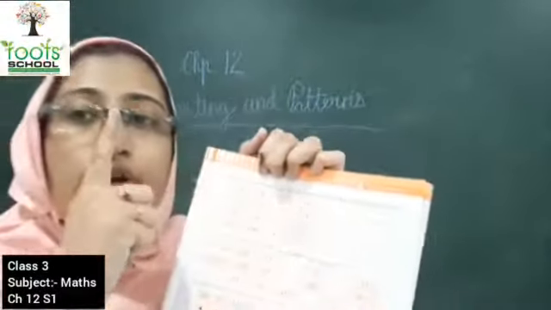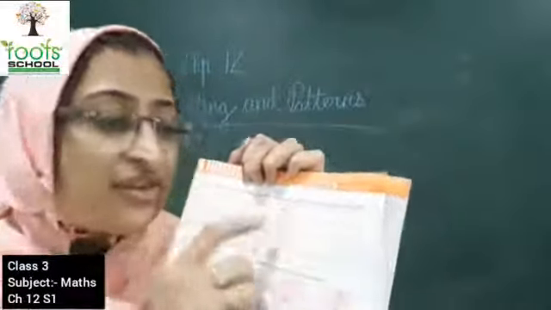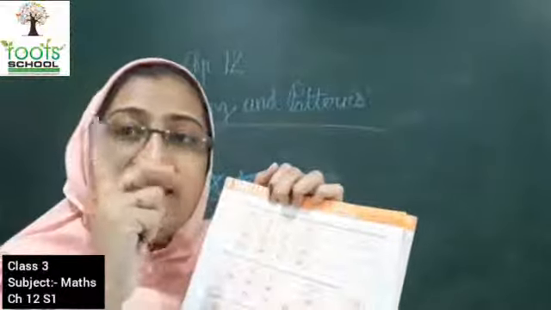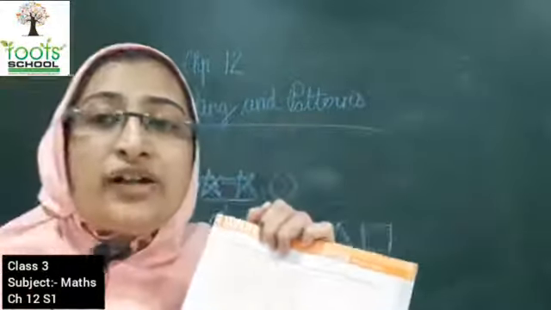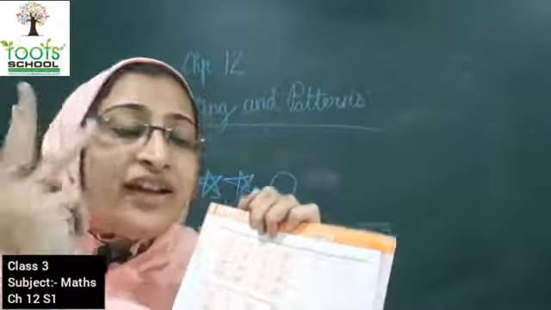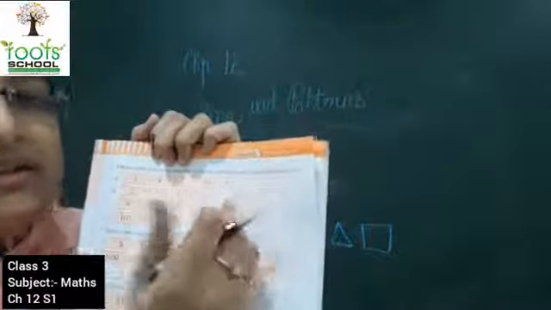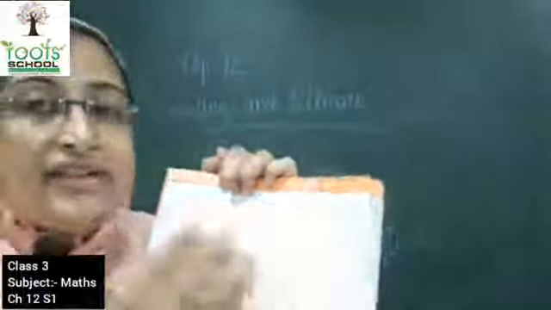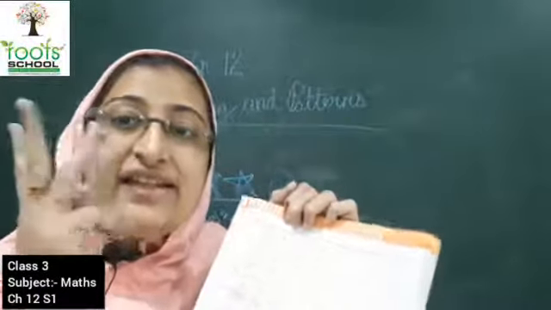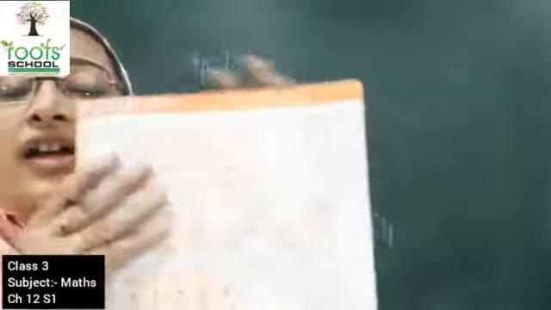1 is there, then 2, 3, 4 is written. 5, 6, 7 is there. 7, then after 7, 8, 9, 10. Now after 10, 11, 12 and 13. So what is the next number going to be? 13, then 14, 15 and 16, then 17, 18, 19. So what pattern did we follow over here? It is skip counting by 3.